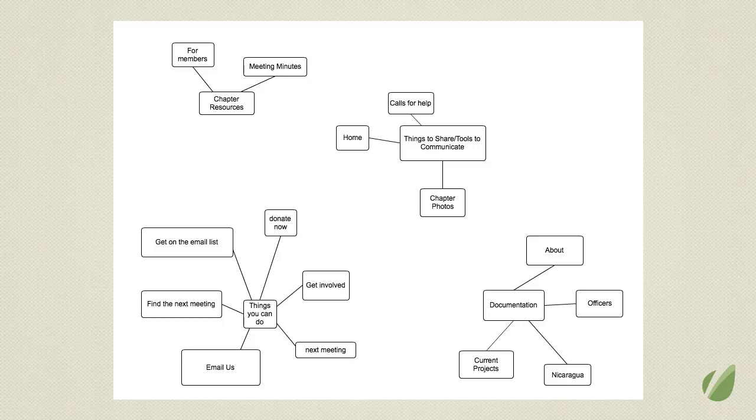Here's my first pass at a hub and spoke diagram of my cards. I've arranged them by things for the chapter, things to communicate and share, things you can do, and documentation. There is no one right way to do this, but there are ways that will feel more right to your users. So throughout this process, check with them. Ask them, does this term make sense to you? Or what word would you use to describe this? If you can, get your cards in front of a user and see how they would organize them. The results can be quite enlightening.